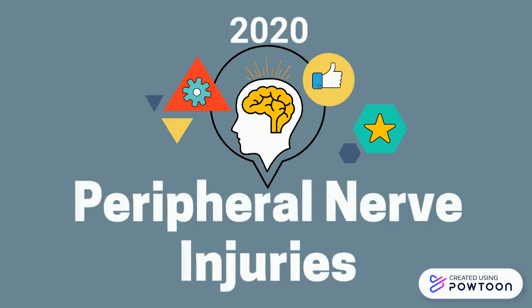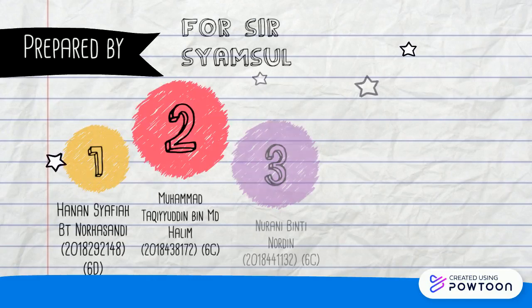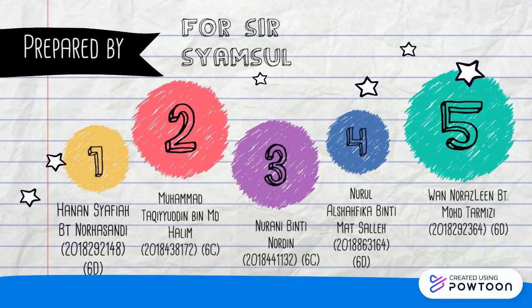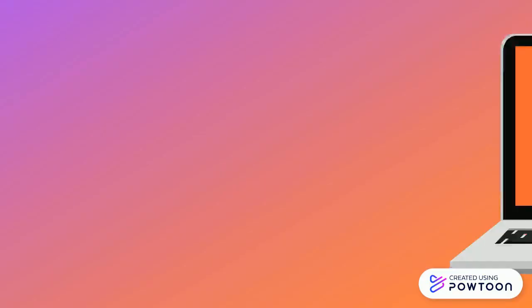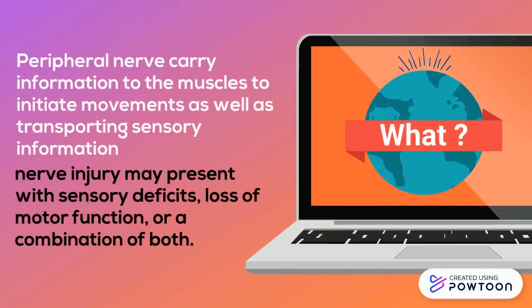Peripheral nerve injuries. Peripheral nerves carry information to the muscles to initiate movements, as well as transporting sensory information. Nerve injury may present with sensory deficits, loss of motor function, or a combination of both.